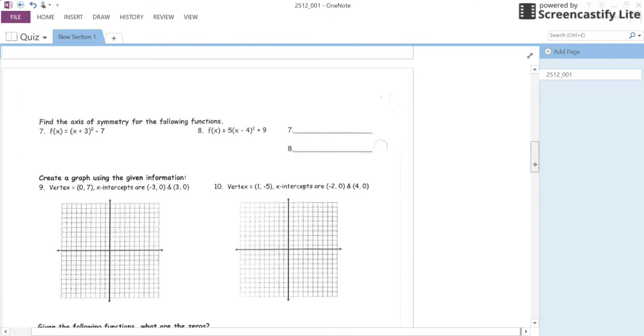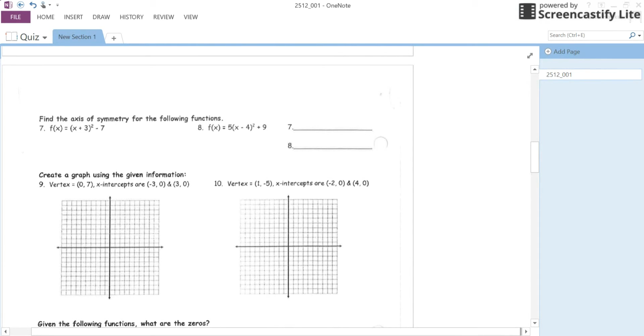Okay, second page. Find the axis of symmetry. So for the axis of symmetry, I first want to find the vertex. Since it's in vertex form, I know it's -3, opposite of inside the parentheses, and exactly what's outside. So then I know that the axis of symmetry is that vertical line that goes through the vertex, and I always use the x-coordinate. So x equals -3. And it also has to be an equation, so it should always read x equals. Same thing here, my vertex is 4, 9. So the axis of symmetry is x equals 4.